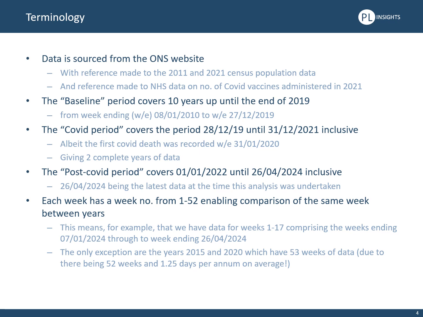The COVID period itself starts from the 28th of December 2019 through to the 31st of December 2021 inclusive. I know the first COVID death wasn't recorded till the 31st of January 2020. But it helps if we've got 2 years complete data with which to compare other years in the data set.